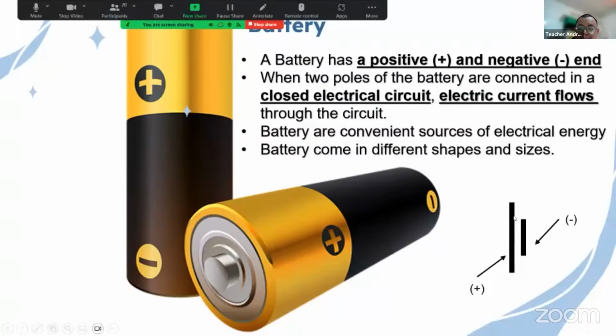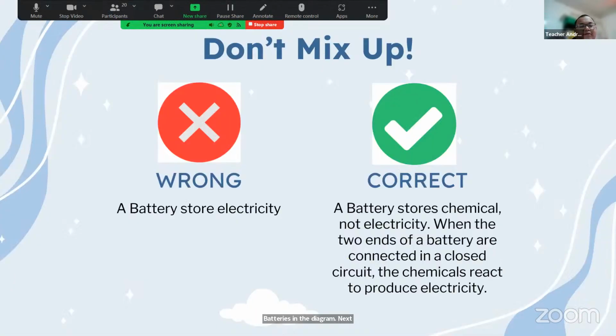This is how we draw the batteries in the diagram. Next up, some misconception we need to address.